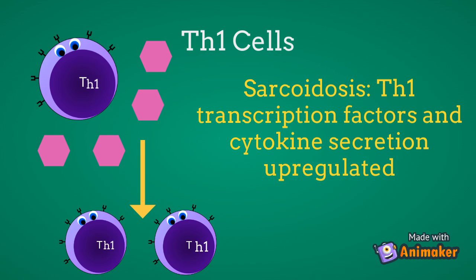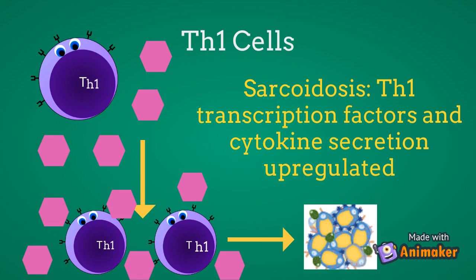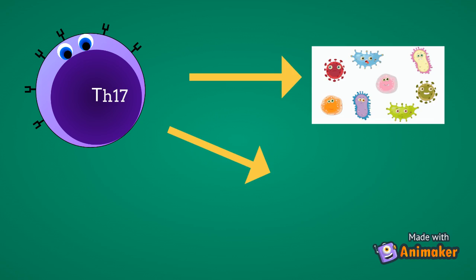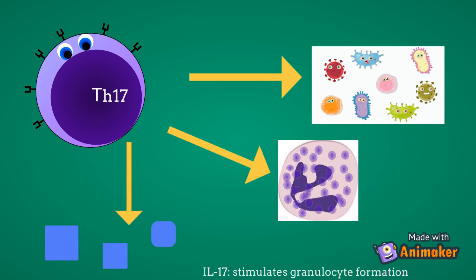In sarcoidosis, Th1 transcription factors are upregulated, which also upregulates cytokine secretion through these pathways. Chronic and increased cytokine stimulation contributes to the creation of fibrosis and granulomas that is seen in sarcoidosis. Th17 cells fight microbial extracellular infections, activate neutrophils, and secrete IL-17.